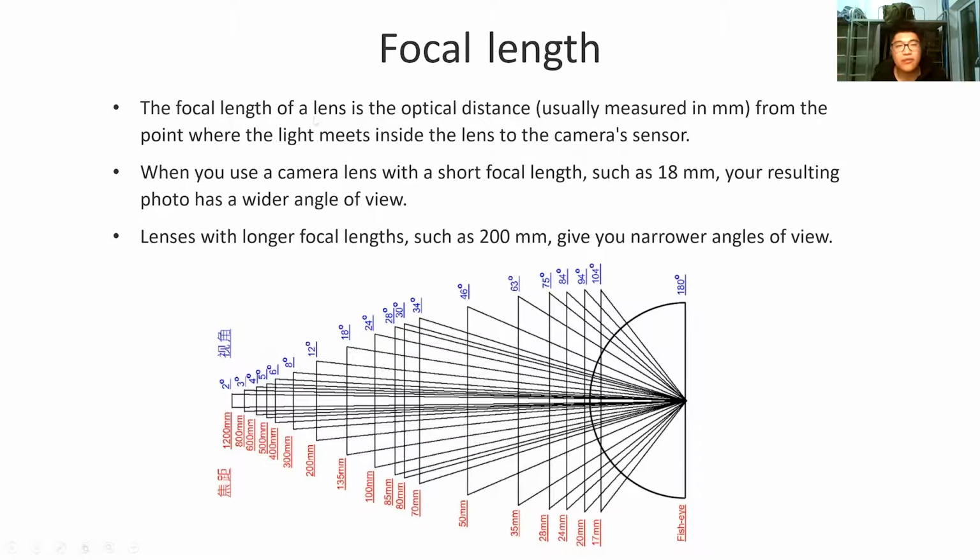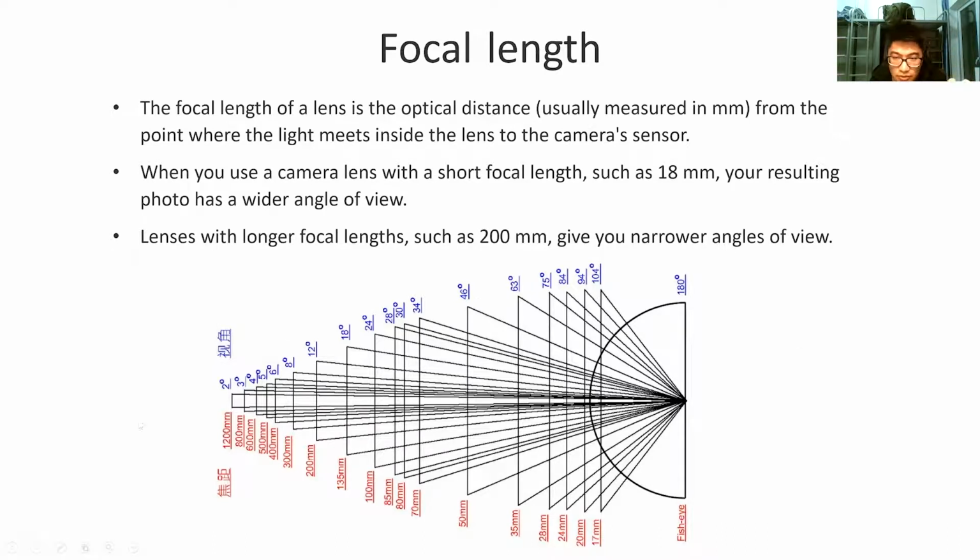What is the focal length? The focal length is the optical distance, usually measured in millimeters, from the point where the light meets inside the lens to the camera sensor. So this focal length is the angle of your lens, which determines the perspective it can capture. When you see camera lenses with a short focal length, such as 18 millimeters, your resulting photo has a wider angle of view. Lenses with longer focal lengths, such as 200 millimeters, give you narrow angles of view. 200 millimeters is a very, very long lens, and it will see very far.